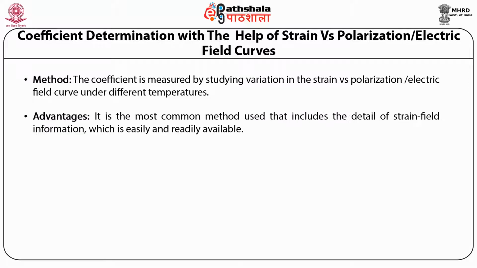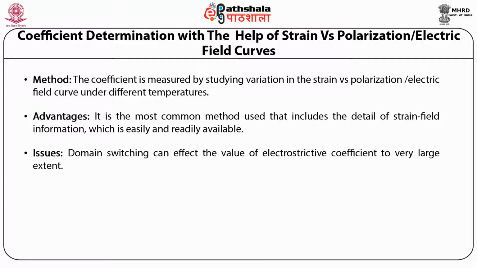Now, the advantages are that it is the most common method used, that it includes the detail of the strain field information, which is easily and readily available. But the basic issue with this method is that the domain switching can affect the value of electrostrictive coefficients to a very large extent.